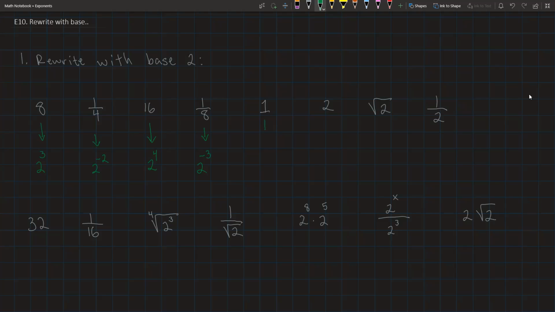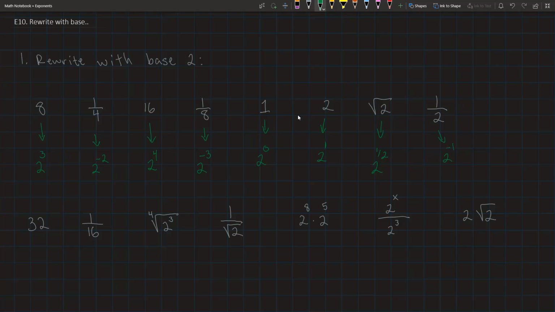What's the exponent for a 1? It's got to be a 0. What's the exponent for a 2? It's just 1, to get itself. What's the exponent for a square root? It is 1/2. So 2 to the 1/2 power. Notice how they all have common base 2. That's the main idea. And this one is the reciprocal, so 2 to the negative 1.